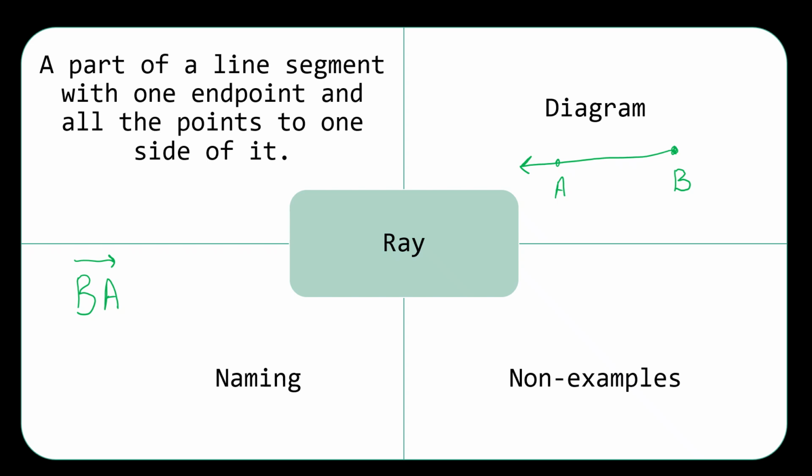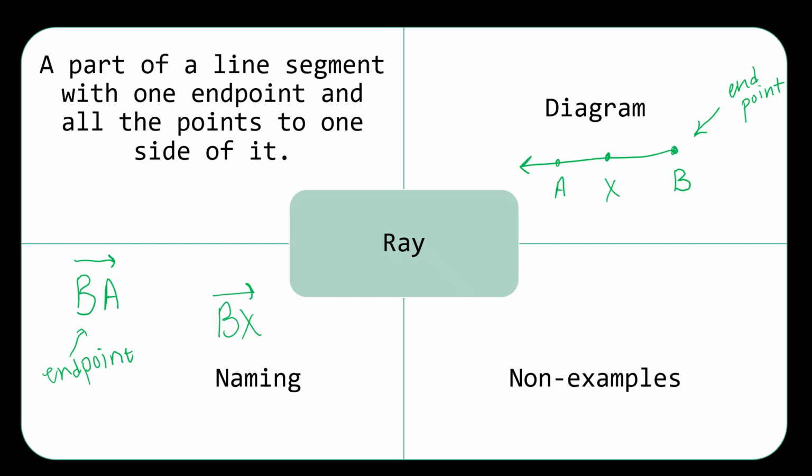Notice how I started with B? That's because B is the endpoint of the ray. So B is the endpoint in our diagram, so then in our name, B had to be the first letter. If I had another point on our diagram, like let's say this was X, I could also name this ray BX, but I have to start with B because that's the endpoint.